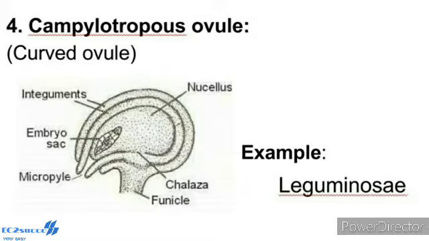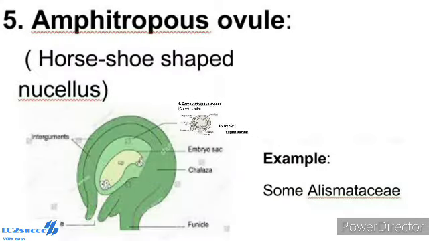Fourth one, campylotropous ovule, that is a curved ovule. The body of the ovule at the micropylar end is curved and more or less bean shaped. The embryo sac is slightly curved. All three, funiculus, micropyle and chalaza, are adjacent to one another, with the micropyle oriented towards the placenta. Example, Leguminosae family.